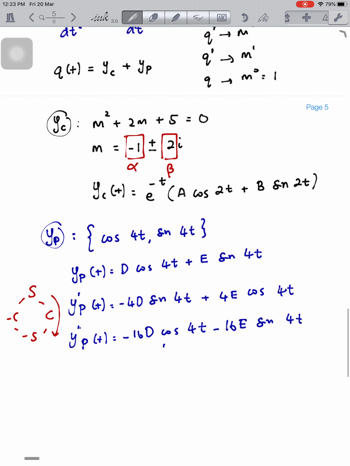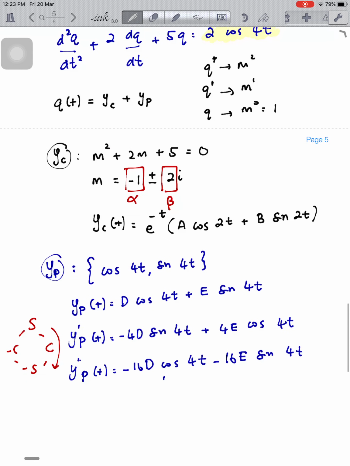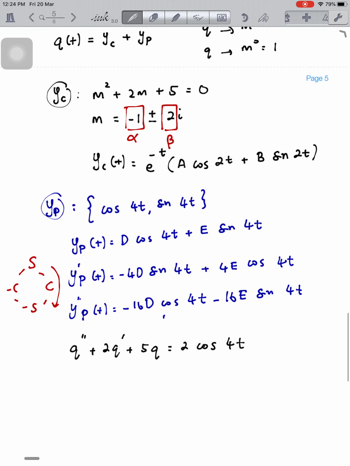So my original equation is going to be, let me put over here, q double prime plus 2q prime plus 5q, and that is going to equal 2 cos of 4t. So when I substitute my q double prime, like by now you should be familiar already with how to do the substitution. So I'm going to use a shortcut for this.